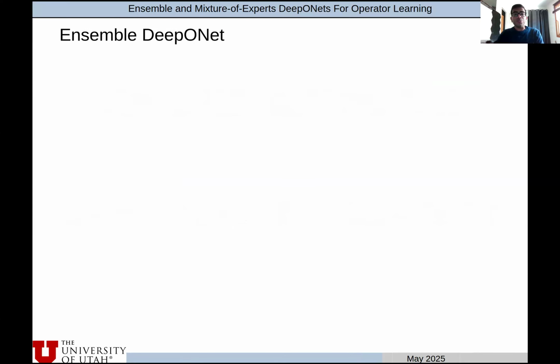Okay, now to the ensemble DeepONet. The motivation that we had when creating the ensemble DeepONet was that the normal vanilla DeepONet has a trunk neural network that constitutes a global set of basis functions. Because the trunk neural network sees all of the spatial points at once and learns a nonlinear set of basis functions, we wanted to combine local basis functions into the mix. So how do we do that?